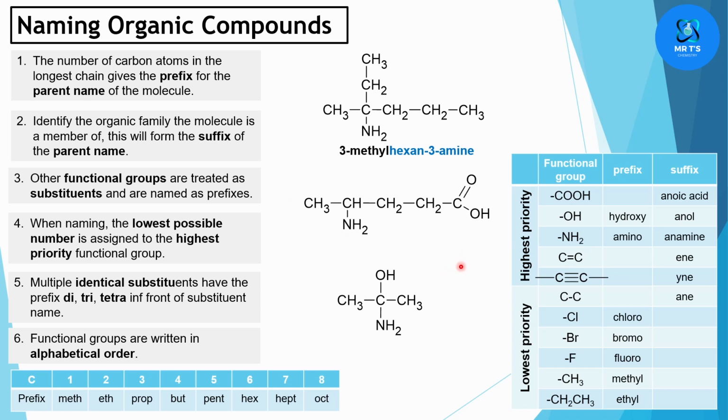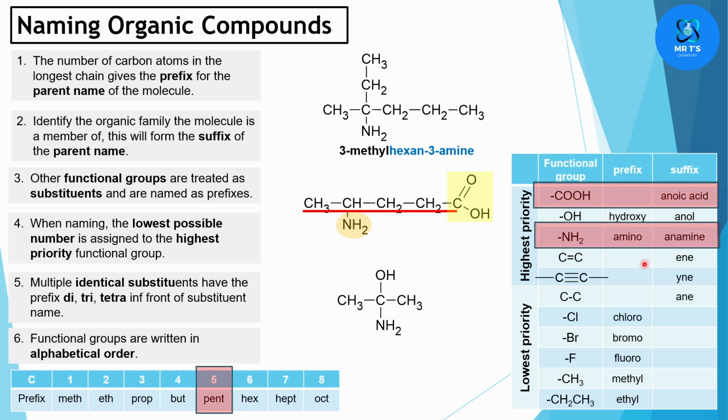So the next molecule is interesting. There are 2 functional groups, and both of these functional groups could possibly change the suffix on the parent name. But let's have a look at that. We have 5 carbons in a row, so it's pent, and we have this carboxylic acid functional group and this amine functional group. The carboxylic acid functional group has the suffix oic acid, and the amine functional group has the suffix anamine. However, because the carboxylic acid functional group is a higher priority than the amine, the amine is going to be named using the prefix in front of the parent name.